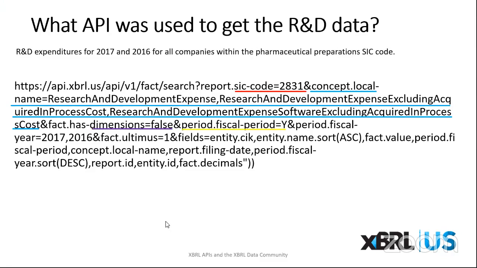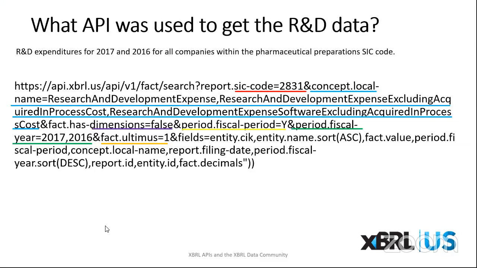I then said I want to get just annual data. I don't want quarterly data. Actually, I'm not sure if R&D needs to be reported quarterly, but I know I just want annual data. So I said period.fiscal-period equals Y for annual. I then said I want period.fiscal-year equals 2017 and 2016, so I just want those two years. In fact, in my spreadsheet I've set it up so that I can pick different years, so if I really wanted to get 2016 versus 2015, I could do that also.